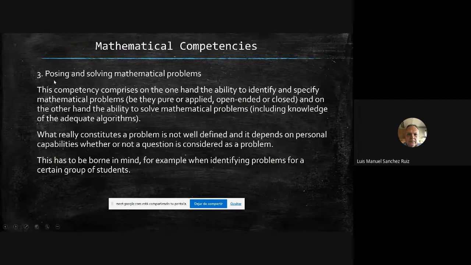Third one is posing and solving mathematical problems. This competency comprises, on the one hand, the ability to identify and specify mathematical problems, be they pure or applied, open-ended or closed, and on the other hand, the ability to solve mathematical problems, including knowledge of the adequate algorithms. What really constitutes a problem is not well defined, and it depends on personal capabilities whether or not a question is considered as a problem. This has to be borne in mind, even, for example, when identifying problems for certain groups of students.